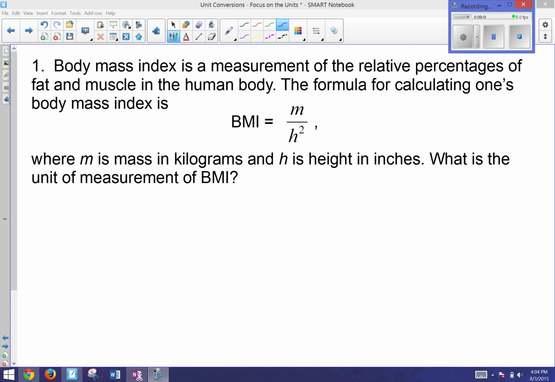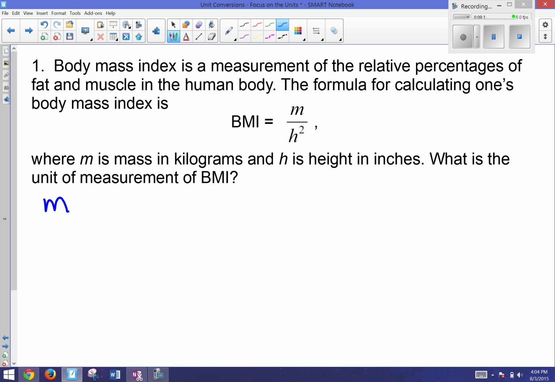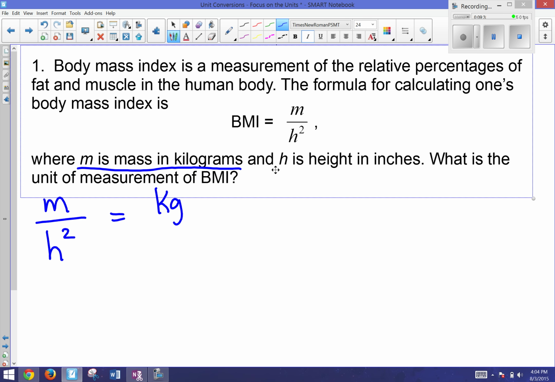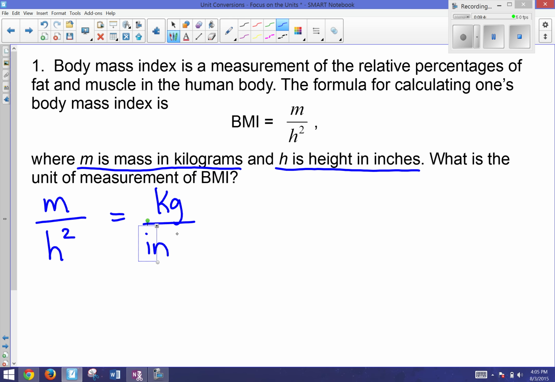So as in the problem before, we have been given a formula, and that's a good thing. Formulas tell us where to plug values in. So the wordiness and the fact that there's no numbers should not discourage us. They tell us that M is mass in kilograms. So in place of the mass, we don't have a number, we have the unit. We're going to put kilograms. And height is in inches. So in place of the H for height, we don't have a number, we have a unit, we're going to plug that in. So instead of height, we put inches, because height is being measured in inches.